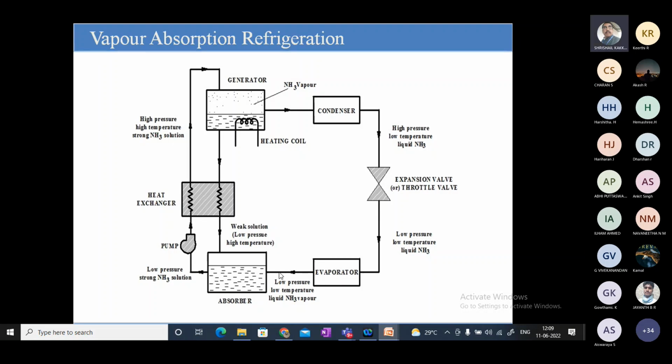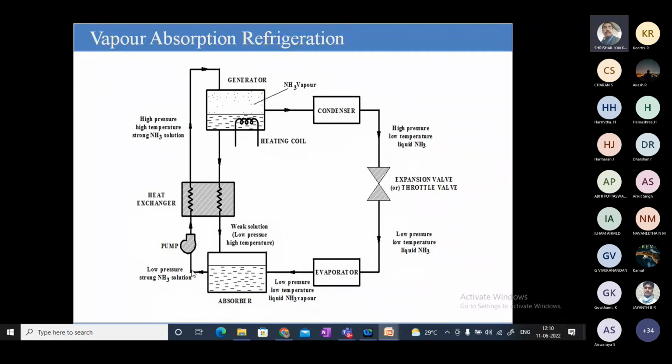This low temperature, low pressure vapor enters this absorber here. Please remember, it is vapor absorption refrigeration. And already the weak solution from the generator has entered this absorber, and when it is mixed with this weak solution, it will become a stronger solution. Once the ammonia is absorbed by the water, then it will become a stronger solution. This stronger solution at low pressure will attain slight heat, but I'm not telling it is heated up. Okay, the low pressure, low temperature, strong solution.